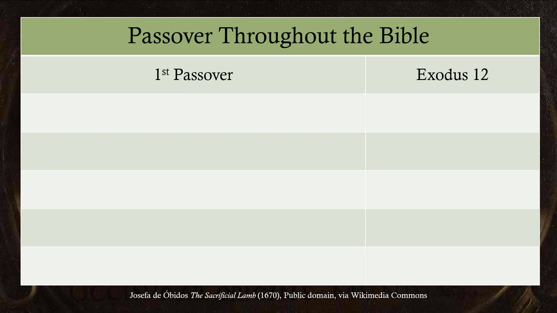The next time you see the holiday is Joshua. He's entering the promised land. It's in Joshua 5. Now, we're not going to turn to the text in any of these. I just want you to get the point. Now they're done with their time in the wilderness. And there's a water crossing event, right? Where God splits the water and Joshua has to lead them through the water. They come into the promised land. Very first thing they do, Passover. It's a rebirth. It's a renewal of the nation.